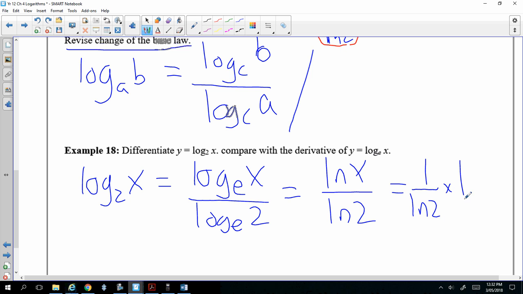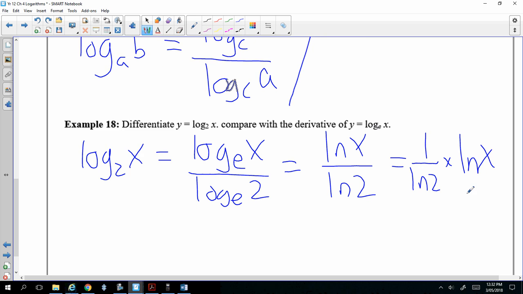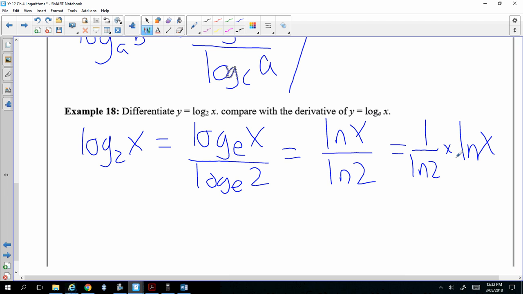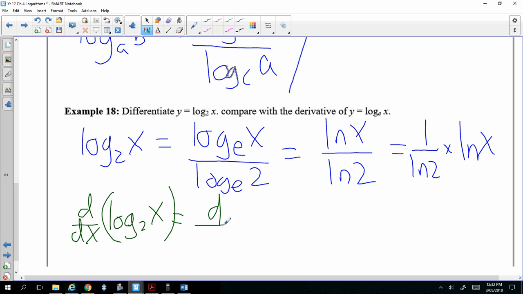So when we differentiate, if I write d over dx of log base 2 of x, it's the same as differentiating 1 over ln2 times ln x. And what's the derivative of ln x? 1 on x with that extra constant. And then to make it look nicer, you put the x in front of ln. All right, that's how you differentiate log base 2.